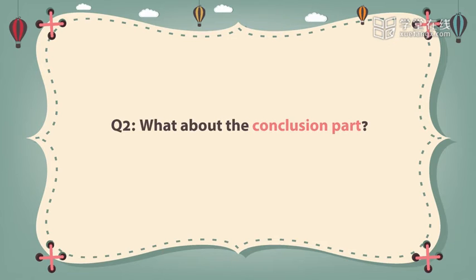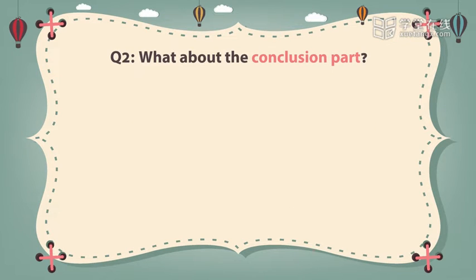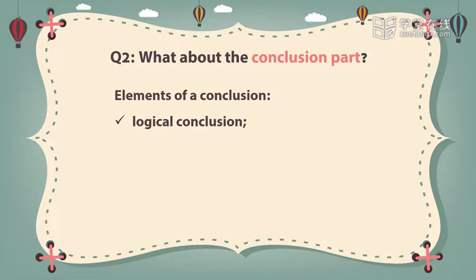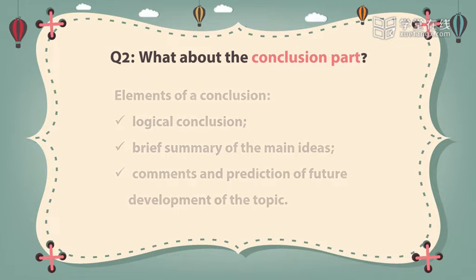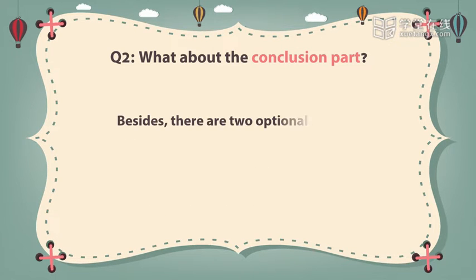So what about the conclusion part? The conclusion will generally have the following elements: the logical conclusion, a brief summary of the main ideas, comments, and prediction of future development of the topic. And also, if you want, you can add two more elements, which are future research that may be done around the area you are researching, and the limitations of your work.